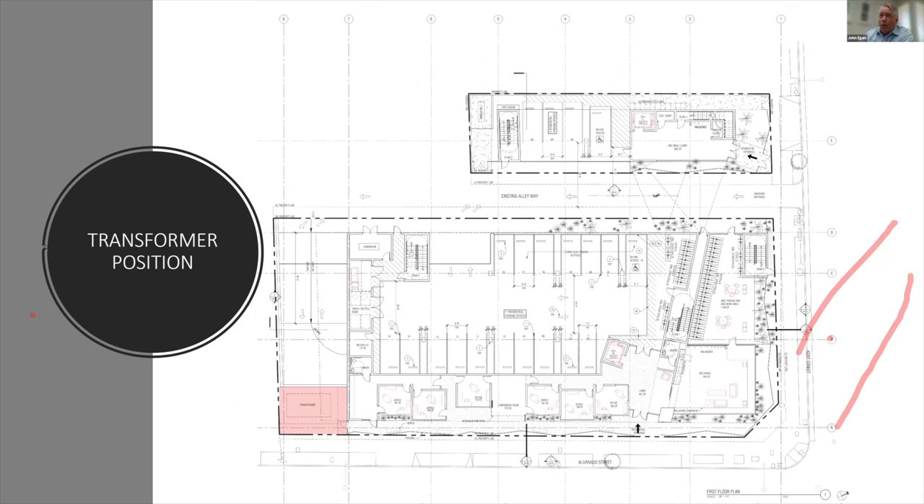Okay, your transformer position. You can't build under it and you can't build above it unless you do a vault inside of a building. A vault inside of a building can add $150,000 or more to your project. We like to try and put transformers outside so that we can do other things with those dollars that are more beneficial than a transformer vault inside a building. But if you put it outside, you have to be sure that you have all of the clearances associated to not just the transformer itself, but also the maintenance requirements that you have.